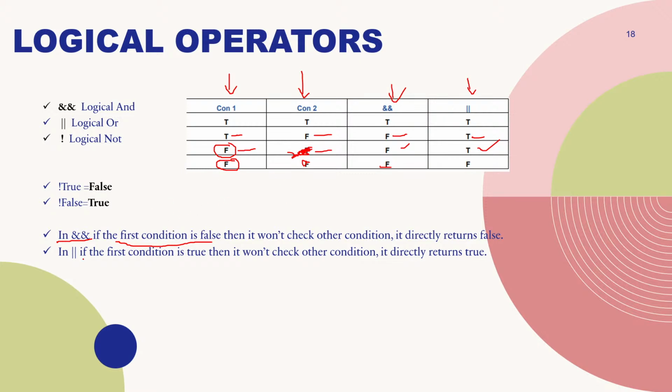Likewise in the logical OR operation. For logical OR, either one statement should be true, right? It just requires one statement to be true. So if the first condition is true, it will directly return true. It won't check the second condition. Okay, it will directly give you true in case of logical OR.